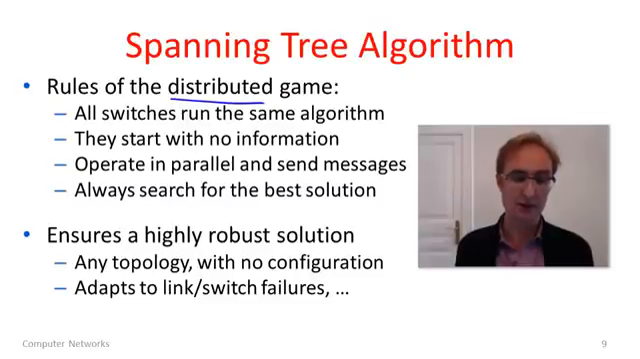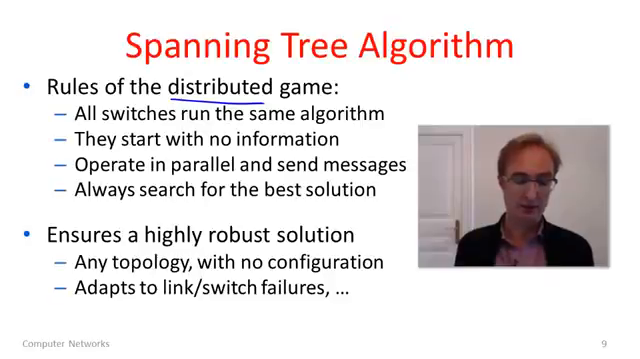These switches are going to start with no information because we don't want to have configuration or make assumptions. Now, switches can only see what's going on with themselves. They can send and receive messages, but they don't know what's happening elsewhere in the network, just what they hear and what they send. In fact, all of the switches are operating in parallel because they have no way to otherwise coordinate their actions with other switches. As they operate in parallel and send messages, we want these switches to continually search for the best solution.